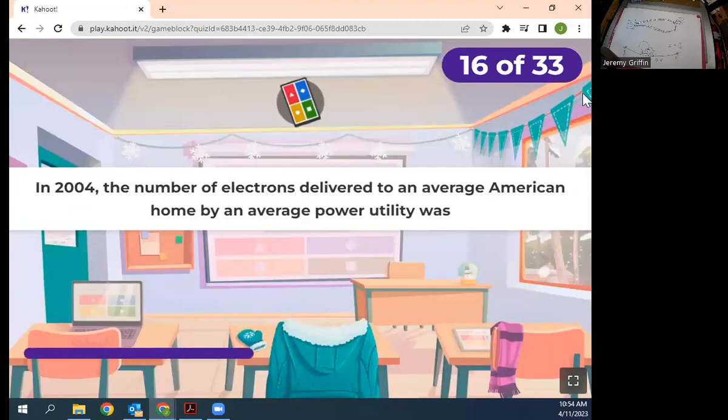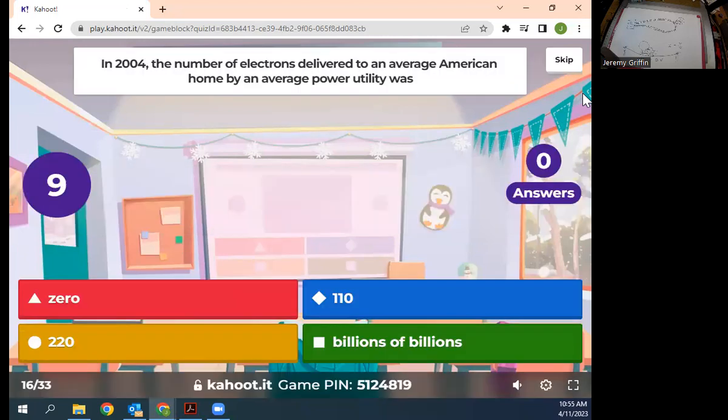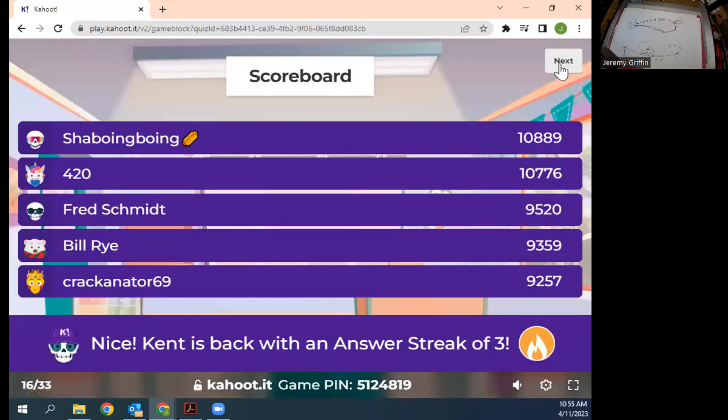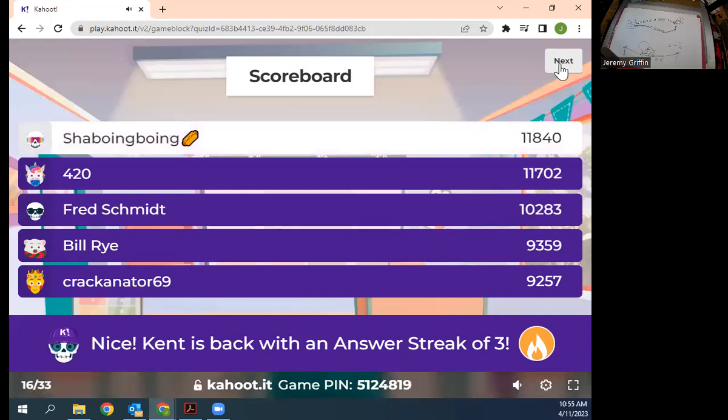The number of electrons delivered to an average American home by an average power utility was zero. There you go, right? Because that is alternating current. So the electrons just move back and forth. There's no net motion. They stay pretty much in the same place every day, every year, just back, forth, back, forth, transmitting energy that way. Yeah. Alternating current.